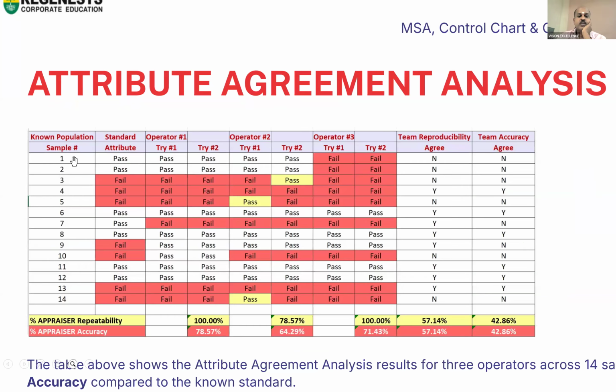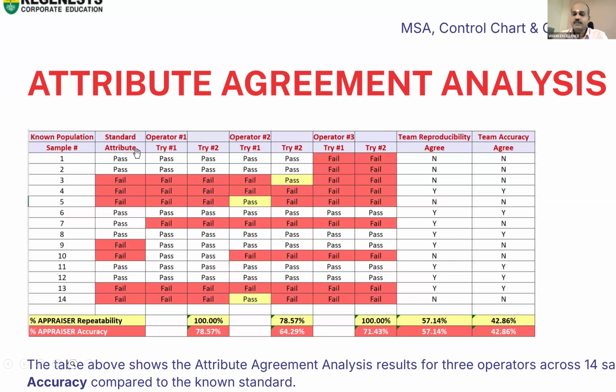If you look at the first column, it is sample number. How many samples are here? 14 samples. The standard is also available. The standard being available means the part nature is known. All the pass are good parts, fail are bad parts. So you see 7 parts are failed parts, 7 parts are good parts. Now we involve 3 appraisers, operator 1, operator 2, operator 3. We want each operator to check each part 2 times. And they have to align with the standard.